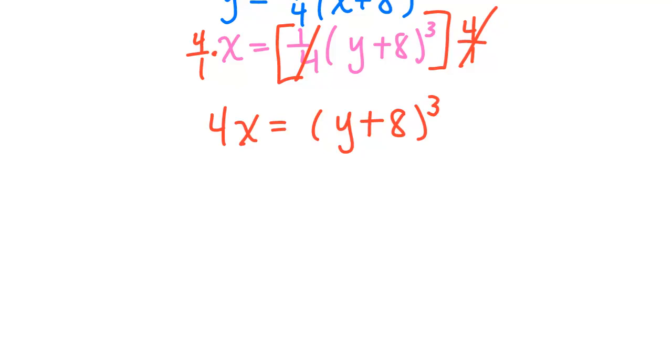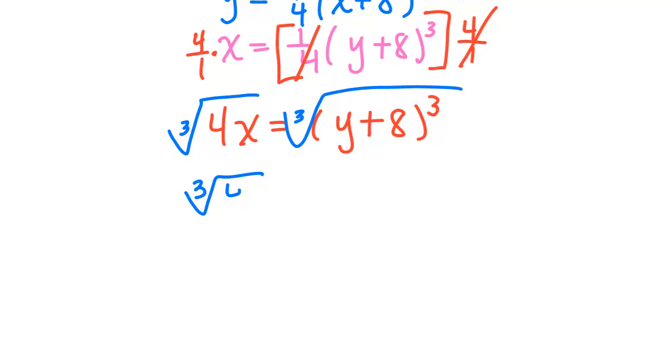So remember, you have to get rid of everything on the outside of the parentheses. So what's the only thing that's still on the outside of the parentheses? The exponent. So to get rid of it, we do the cube root of each side. We get the cube root of 4x equals, the cube root cancels out the cubed, and we're left with the y plus 8, which is what's inside the parentheses.